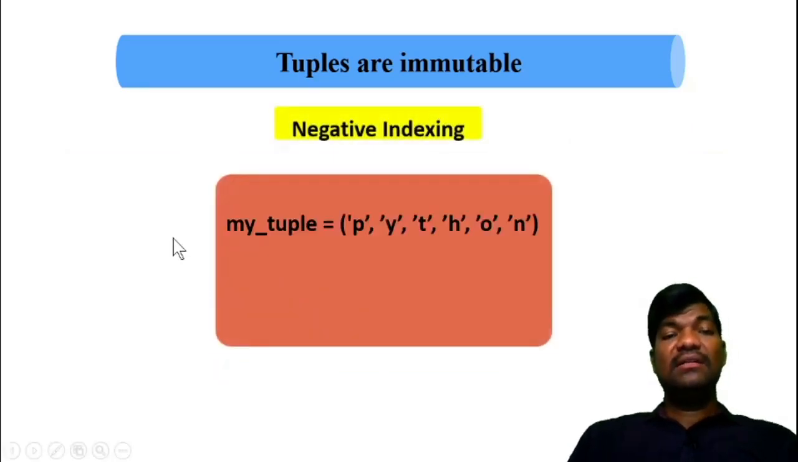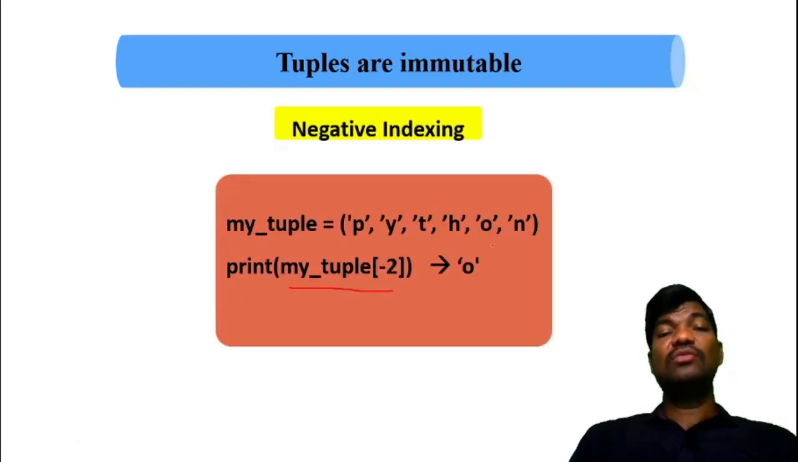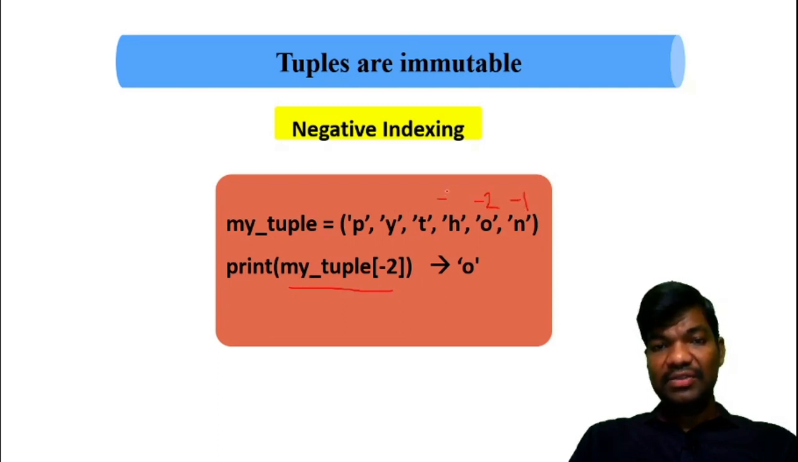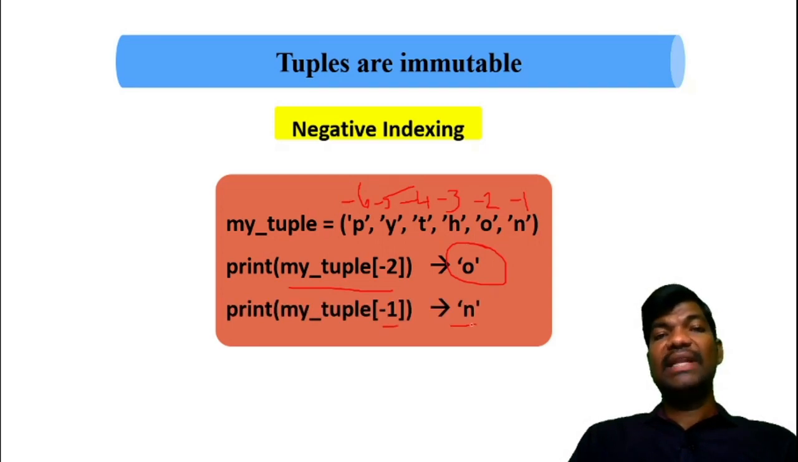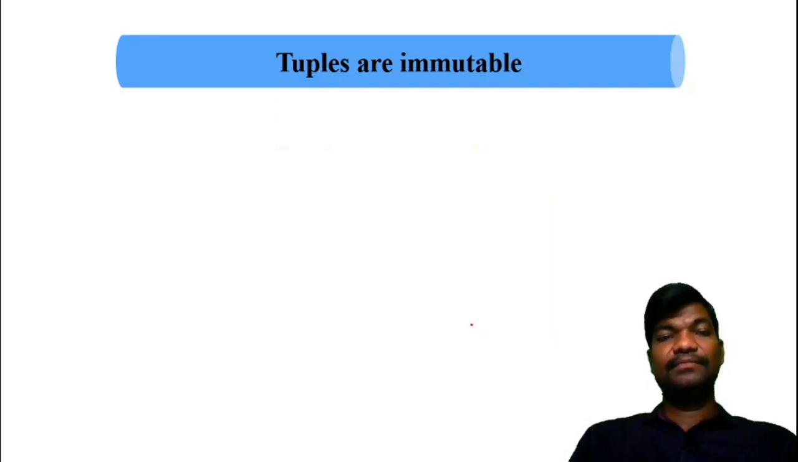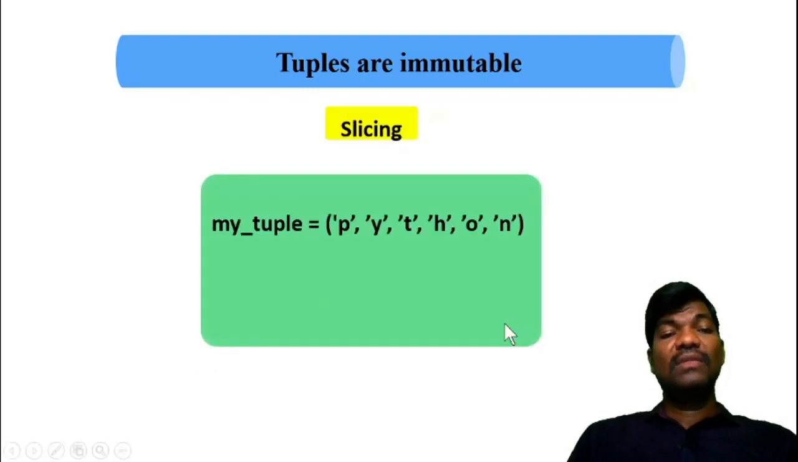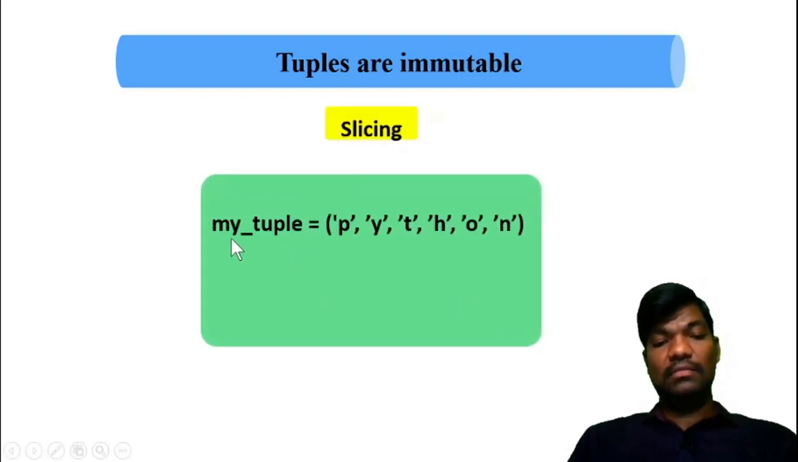Now coming to negative indexing. So consider the same example, Python. My tuple of -2. Negative indexing means this is -1, this is -2, -3, -4, -5, -6. So -2 means O is printed. -1 means N is printed. That is negative indexing.